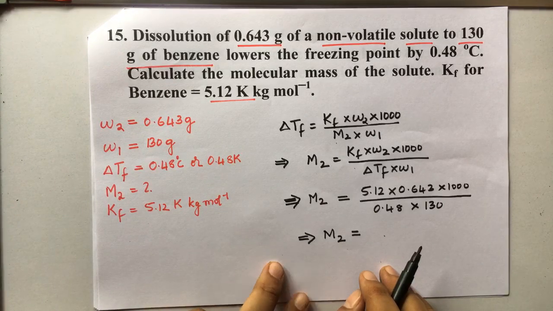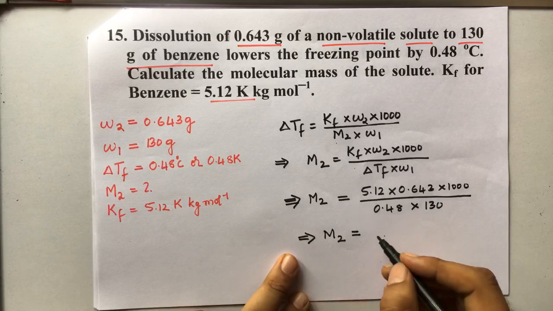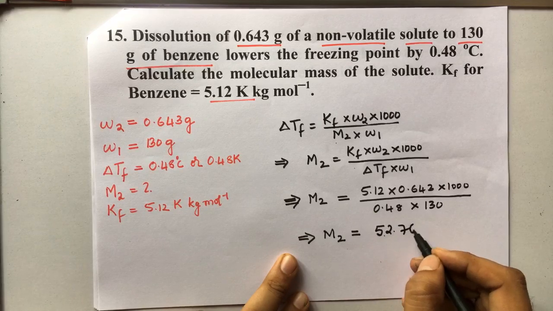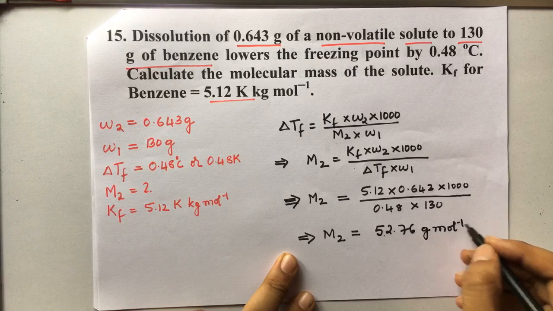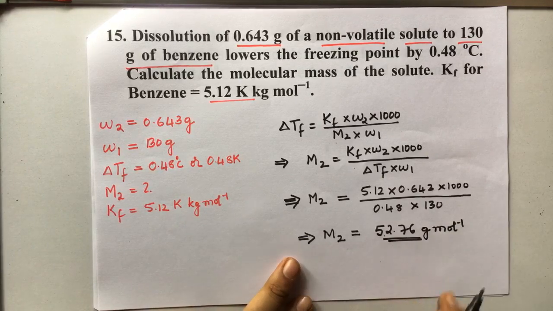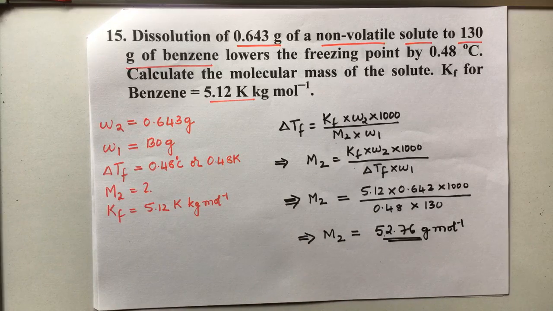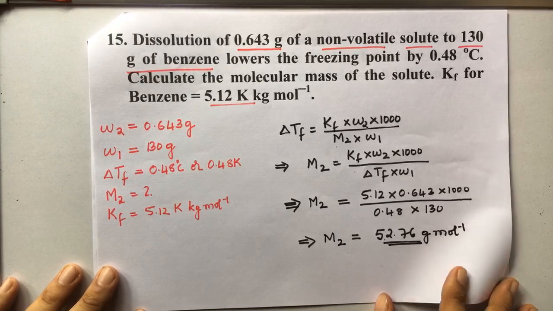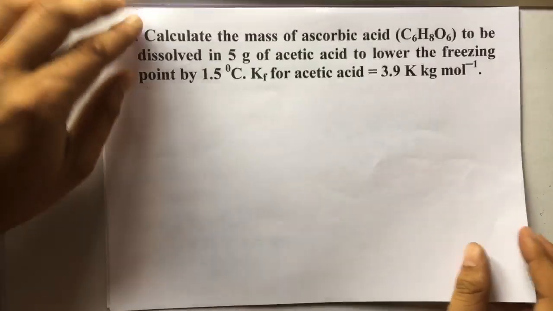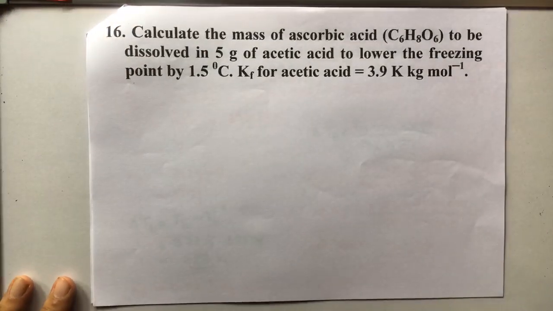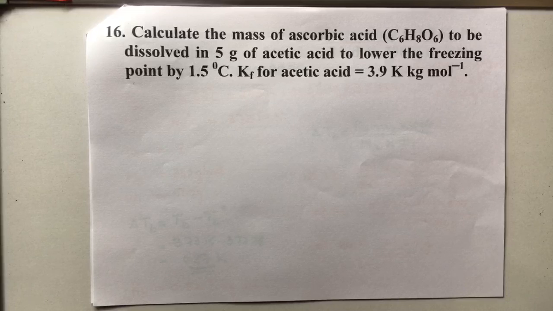The final answer will come out as M2 equal to 52.76 gram per mole. Okay, shall we go for the next question, students? Go for question number 16 in your study material, which is on page number 89.